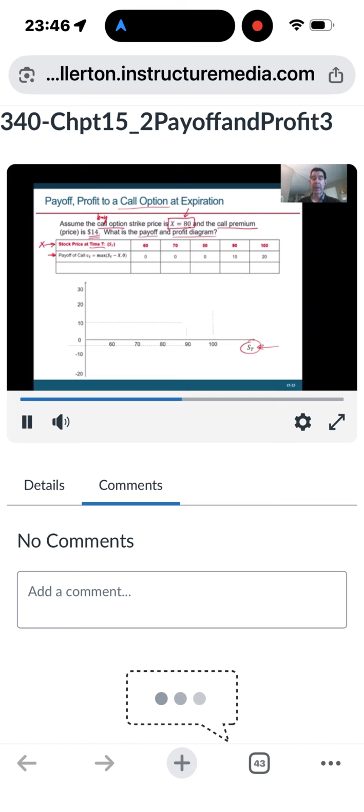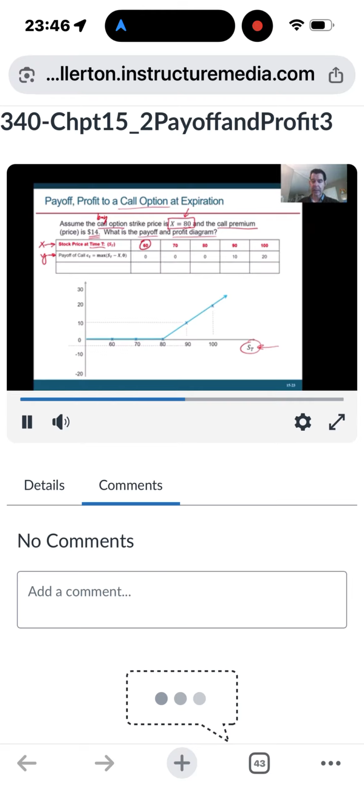Okay, so now I can plot this. Again, on the x-axis, I plot S sub t, and on the y-axis I'm going to plot what? The payoff of the call. If I do that in my diagram, I've got these points, and I can draw a line through these points to give us the overall shape of the payoff function of a call. And it looks like this, okay?